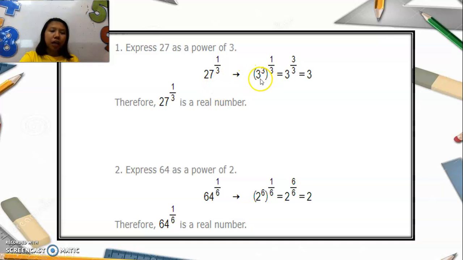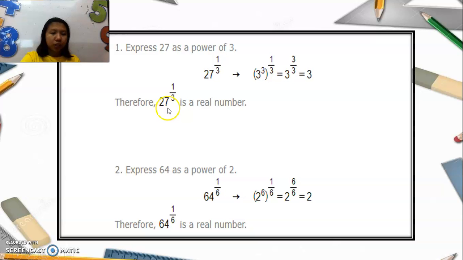So for example, 3 raised to 3 is equivalent to 27, because 3 times 3 is 9, times 3 again, it will be 27. So therefore, we can write 27 as 3 raised to 3. And then upon multiplication, we will have here 3 times 1, it will be 3, and then 1 times 3, it will be 3. And then 3 over 3 will be simply 1, and we can omit writing 1 for the exponent. So we will have the final answer, which is 3.